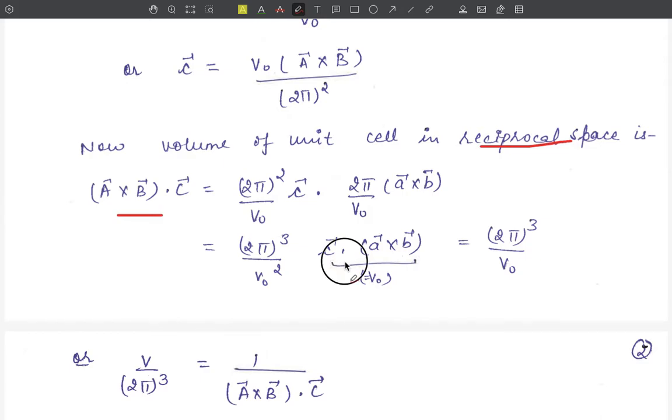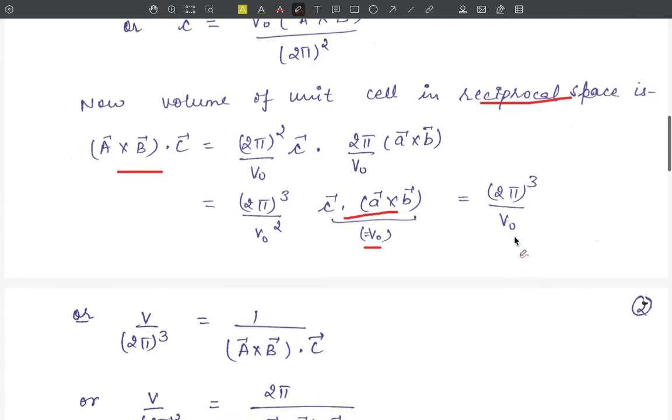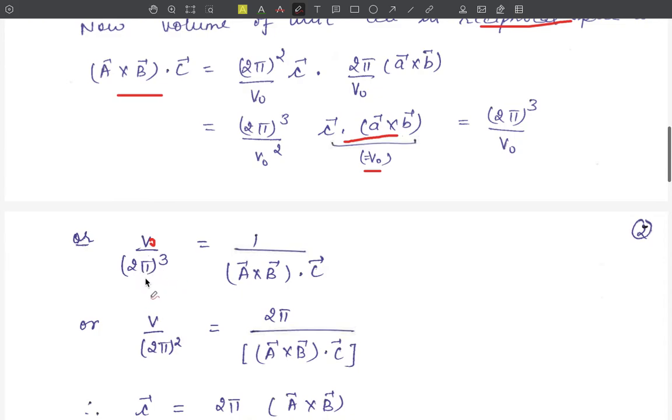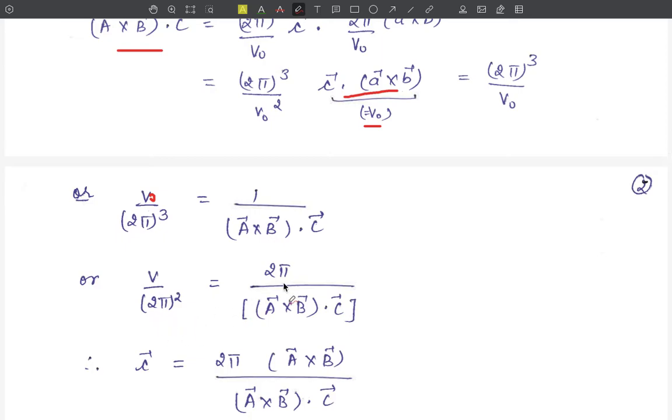Now again this C dot A cross B is the volume of the direct lattice. Therefore, we will use V naught here. Again, we cancel out one V naught and we are left with 2 pi whole cube upon V naught. From here, taking the reciprocal, V naught upon 2 pi whole cube is equal to 1 upon A cross B dot C vector. Taking one 2 pi to the right hand side, we get V naught upon 2 pi whole square is equal to 2 pi upon A cross B dot C vector.